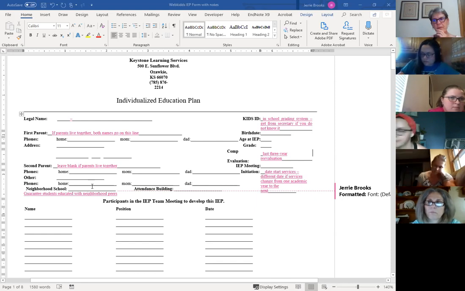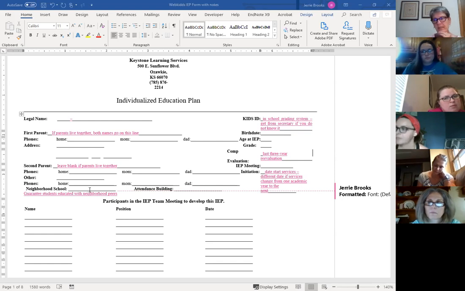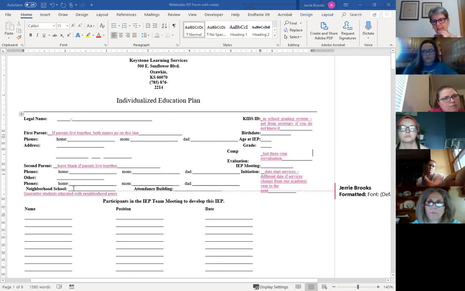Even before IDEA, which you're going to learn about with Mrs. Firestein, before that law was enacted, there was a law called 94-142. It was public law. And they want kids to be educated in their neighborhood school whenever possible. The neighborhood school is where they would go to school if they did not have a disability, if they did not need special services.